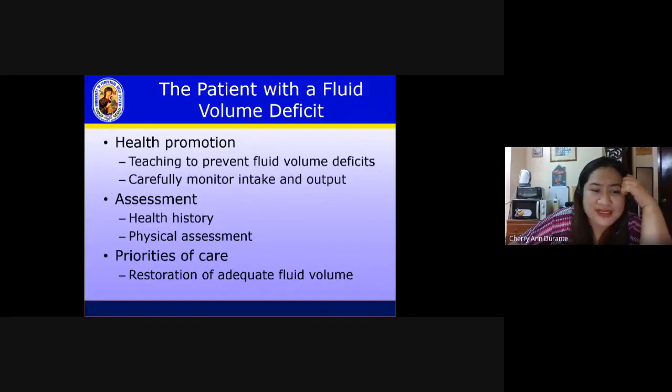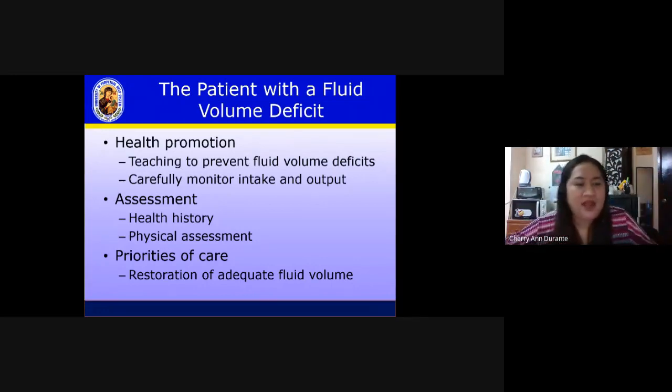Okay? So next is your assessment. So health history, pag fluid volume deficit, no? So let me just remove this board. Okay, let's go back to our PowerPoint. So assessment natin for fluid volume deficit will be health history. So ano ba mga nangyari? Baka may nakain siya, kaya nag-lead yun sa diarrhea and all that. Physical assessment, so yun yung check for skin turgor, check for pallor, you check for your eyeballs, no? So usually kapag dehydrated, sunken eyeballs. No? So yung mga ganyan.